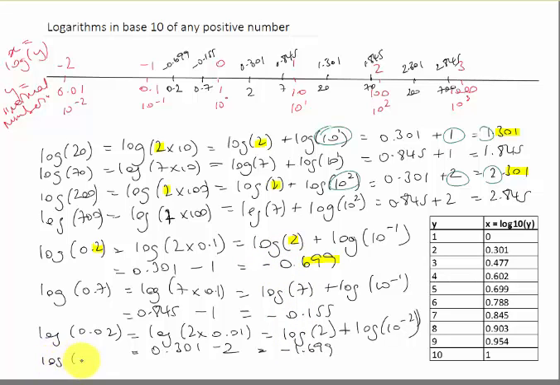And finally, log of 0.07, so that's the log of 7 times 0.01, which is the log of 7 plus the log of 10 to the minus 2. I don't quite have room, so we'll just skip to the final answer, which is minus 1.115. Same idea. And let's just add these on, and then I think that's all I have to say about that.